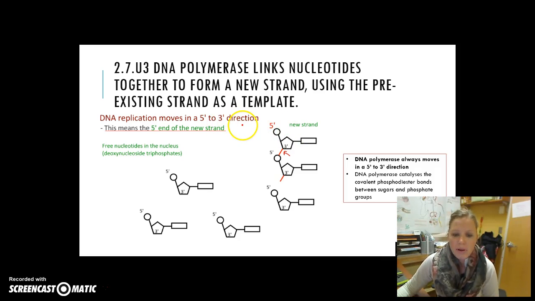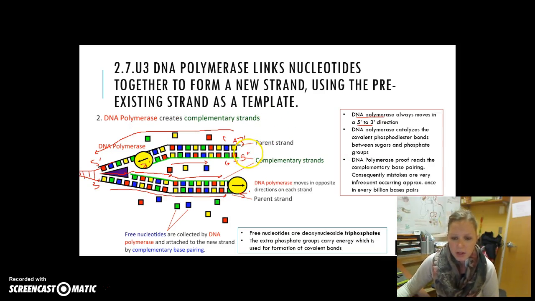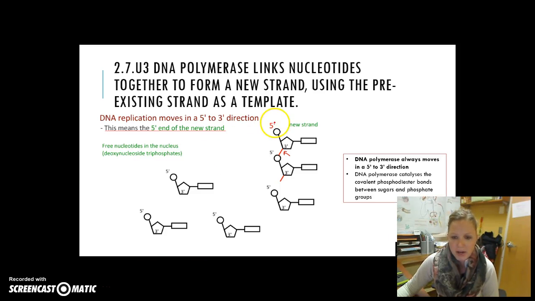So when we make a new strand, it starts always with 5 prime and always ends with 3 prime. So we start with 5 prime and we would end with 3 prime, which would be this sugar down here, right?